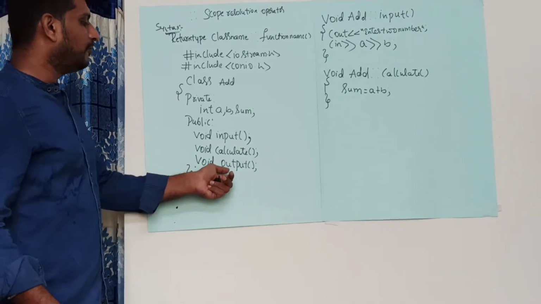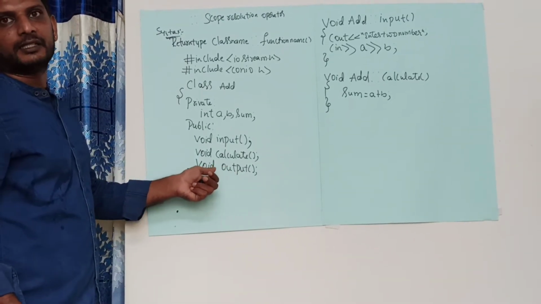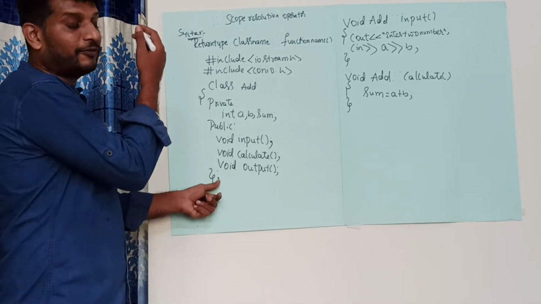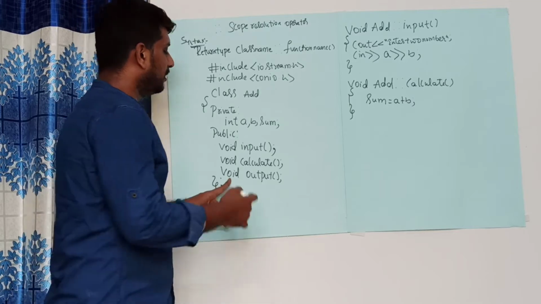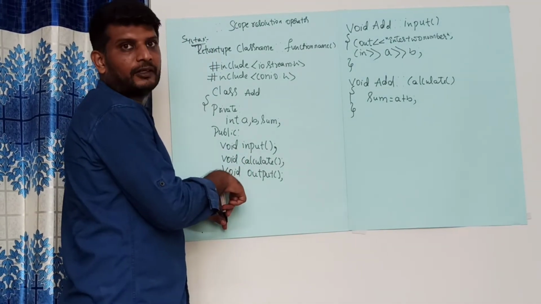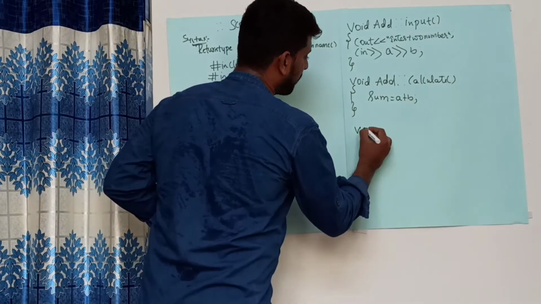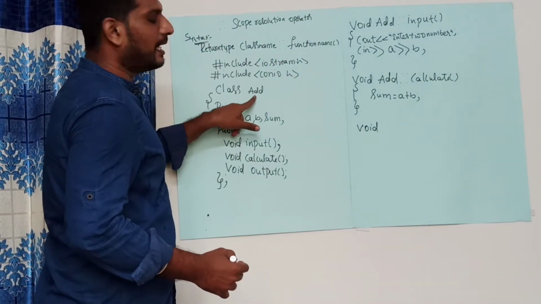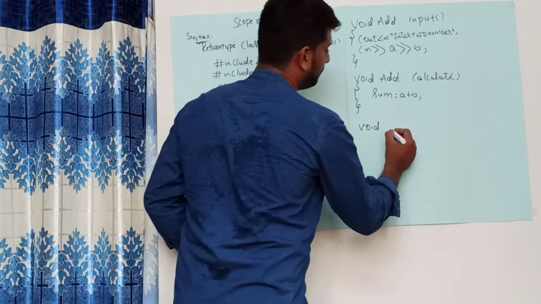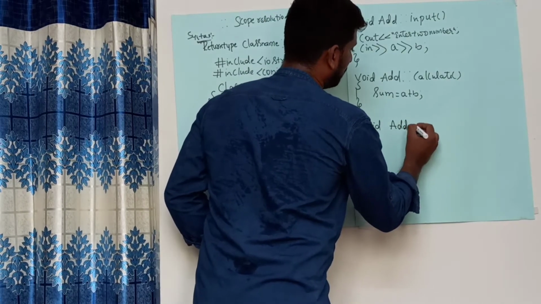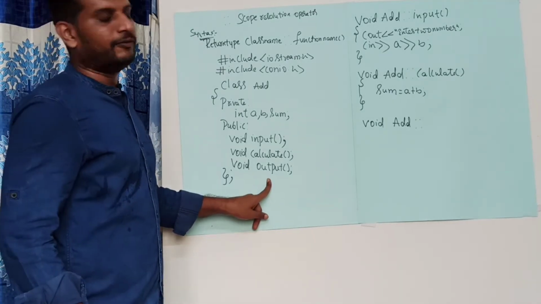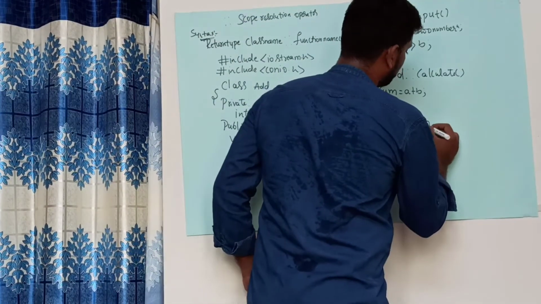Next, I have to define the third function, called the output function. Again, follow the same procedure, follow the same syntax. That is the return type. Return type of this particular function is void. The next thing is the class name. Class name is add. Next, scope resolution operator. And then the function name. Function name is output.